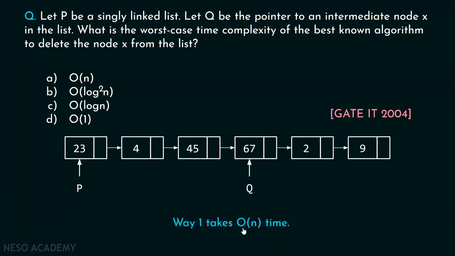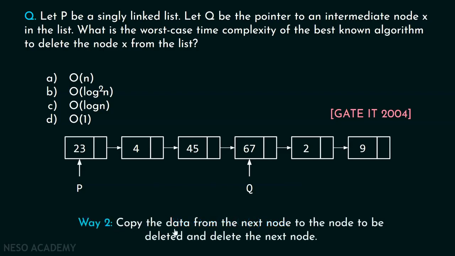But here the time complexity is order of n. You may say that this is the correct option because this is the best known algorithm in my opinion. But no, please wait. Order of n is not the worst case time complexity of the best known algorithm. This is one such algorithm which takes order of n time. Please note that it is possible that the intermediate node we are talking about is this particular node. Then obviously order of n will be the worst case time complexity. So definitely way 1 takes order of n time. As I am assuming here, this is the worst case time complexity. It might be possible that this is the intermediate node, then obviously it will take constant time, right? But I'm talking about the worst case time complexity.